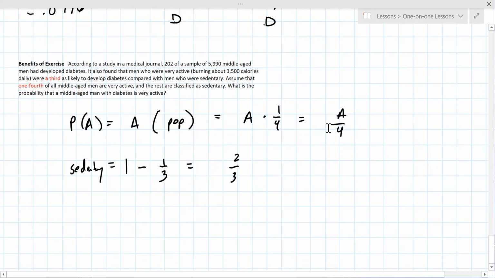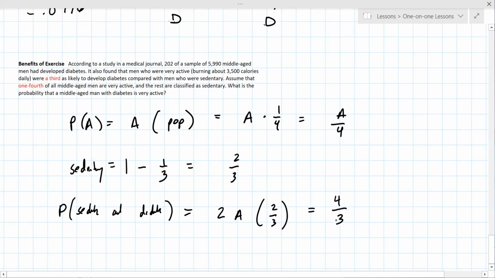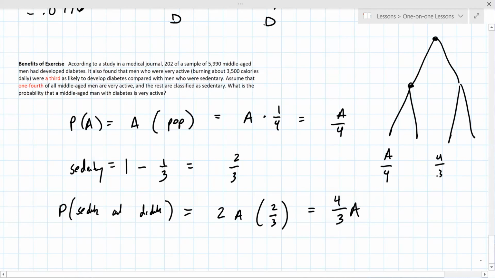Okay, but then it says the probability of being sedentary and developing diabetes. This is what I don't follow with the solution here. It says it's 2 times A times the 2/3. So that gives you the 4/3. I mean, we kind of had a 4/3 previously, so this is like going down. We have these forks here. This one that we want is down here, and then this other one, sorry, there's an A here, is 4/3 A over here.